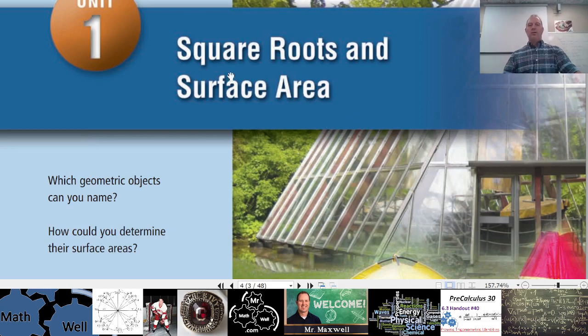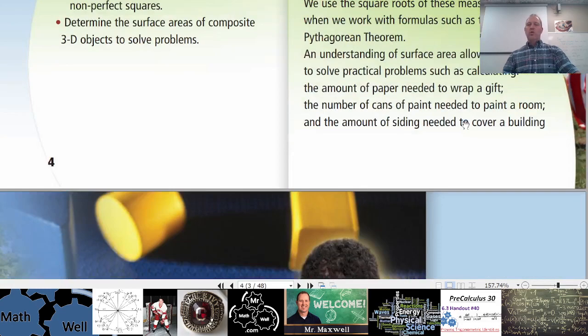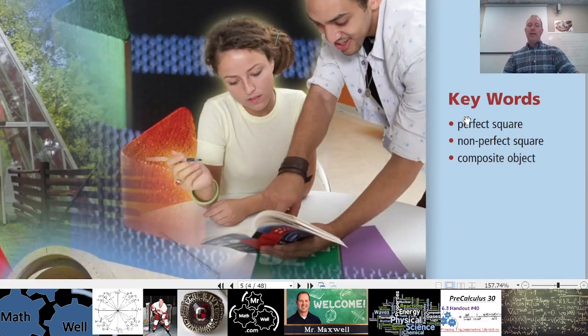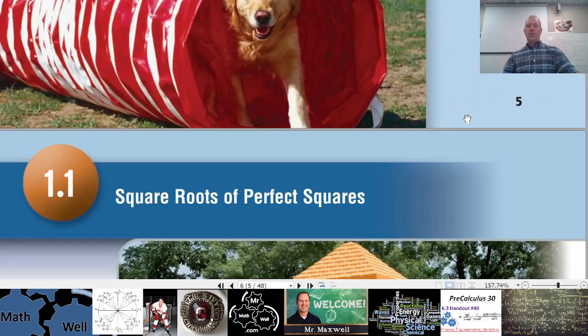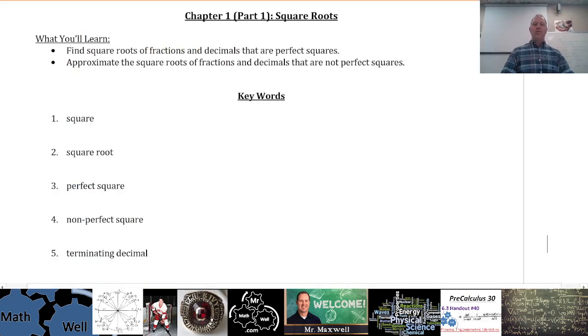We're going to focus on square roots here now, and of course, the name square roots has square in it. So squares are a pretty important part of square roots. So we're going to talk in 1.1 here about square roots and perfect squares. So you should have notes in front of you here. And what you'll learn is how to find square roots of fractions and decimals that are perfect squares.